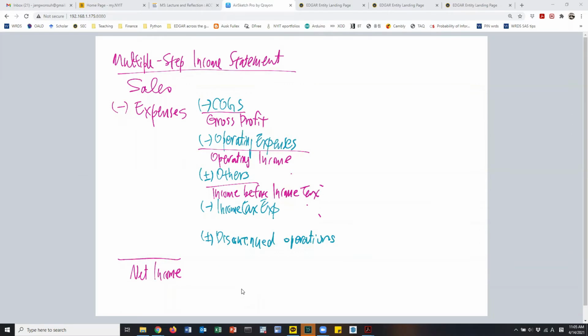And you adjust for other losses, gains, expenses, and revenues, then it's called income before income tax, or pre-tax income. And then from that, you subtract out income tax, then it's called income from continuing operations. And then you adjust for the discontinued operations, then you have finally net income.